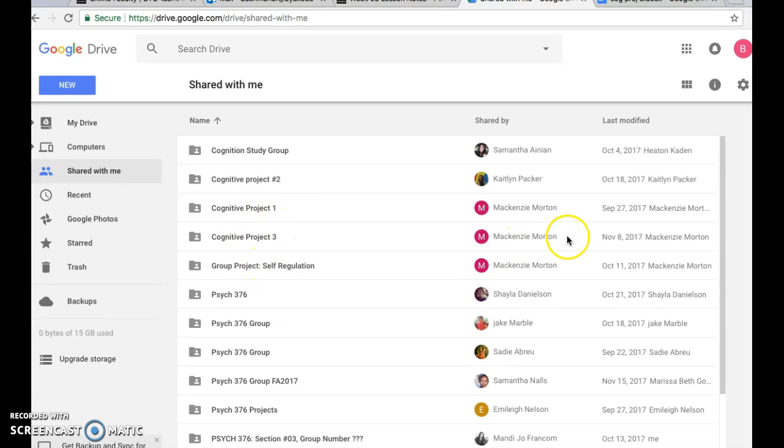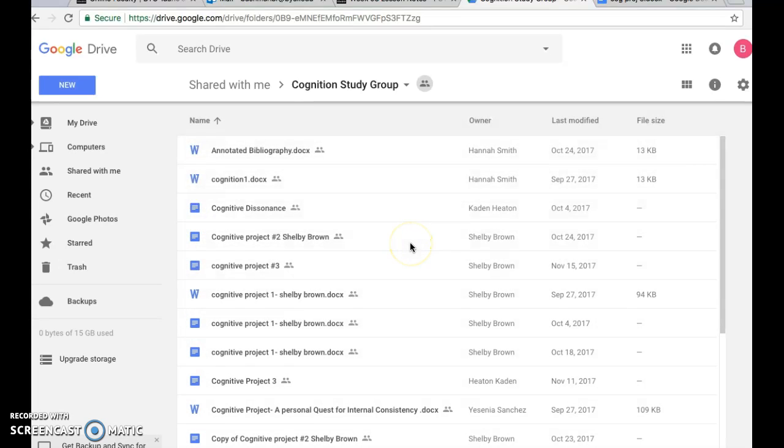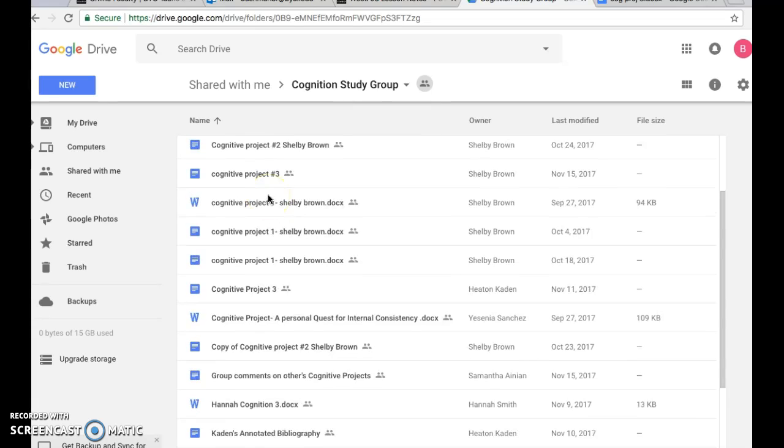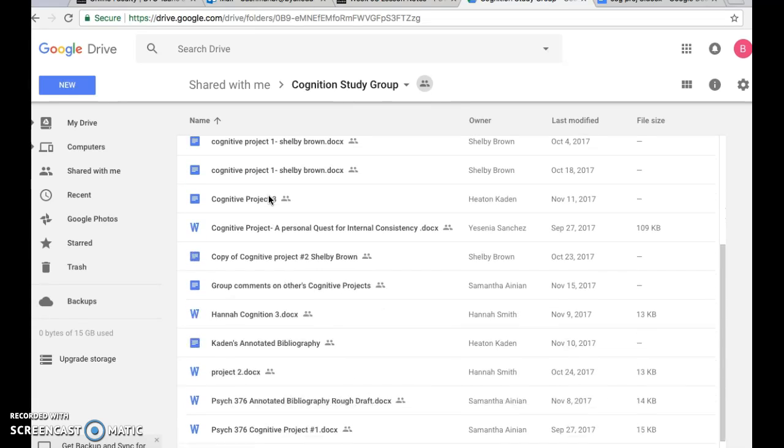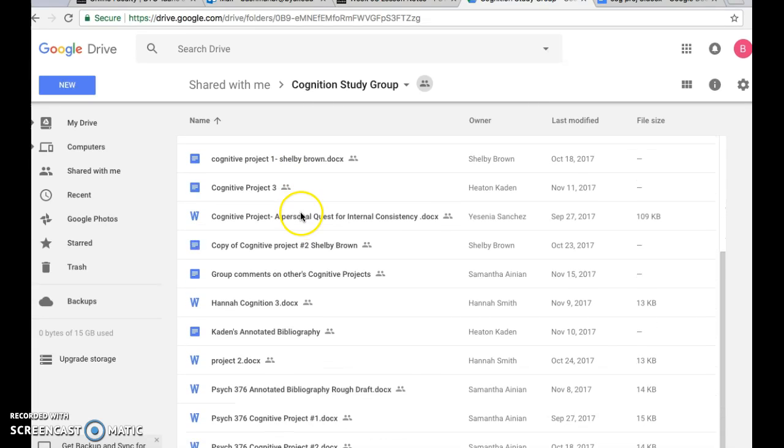It makes it just a little more confusing. I wish they would have kept that more in an overall drive instead of continually sharing individual folders with me. So you can see here's that same student there. So this study group, I'll just show you at the top, looks like people used it decently well. Here's the same person with cognitive project number 1.